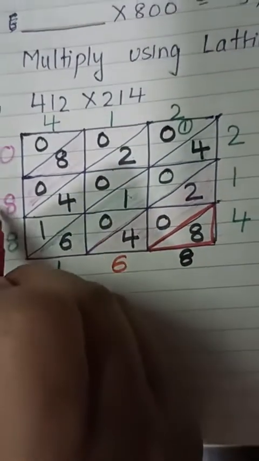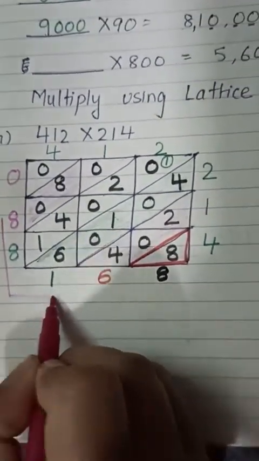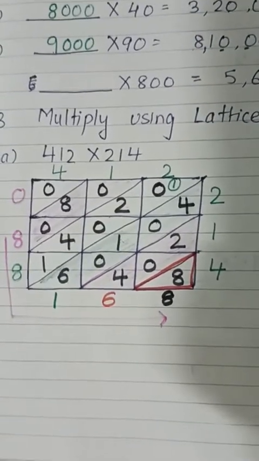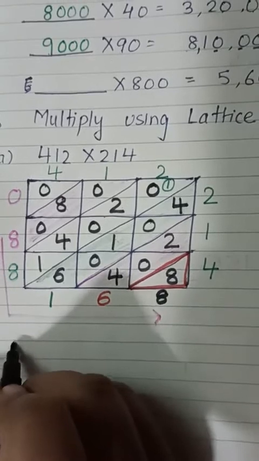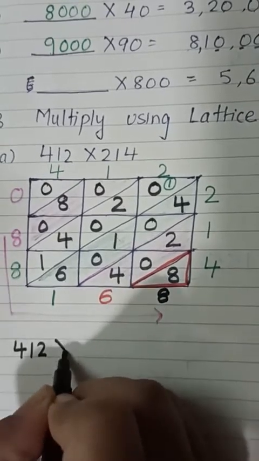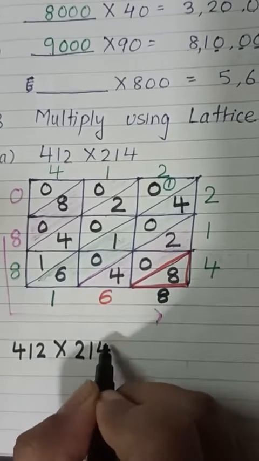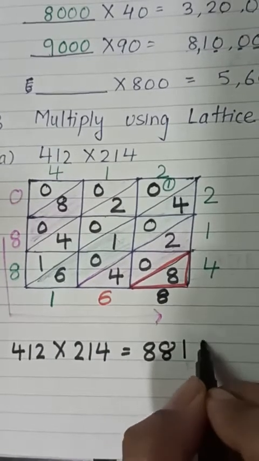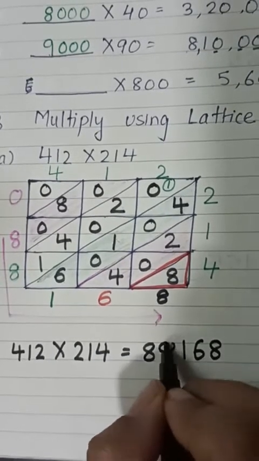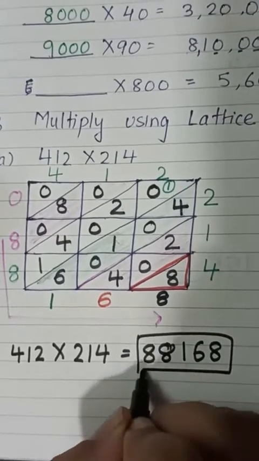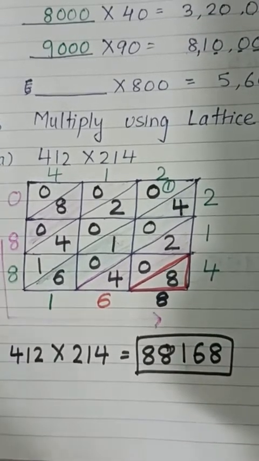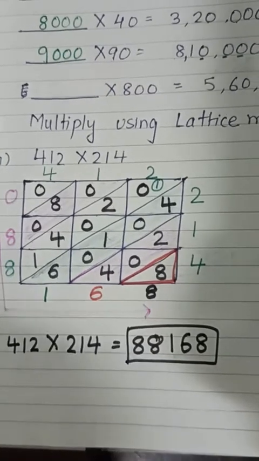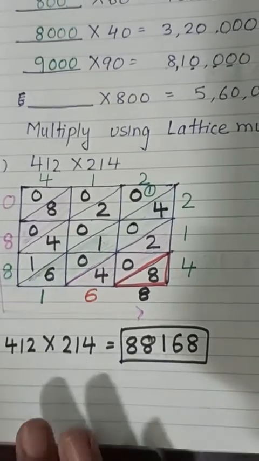So children, starting from here till here, this is our answer. That is, the product of 412 multiplied by 214 is 88168. So this is my answer. This lattice multiplication makes the lengthy multiplication easy for us. So it is short and very easy.